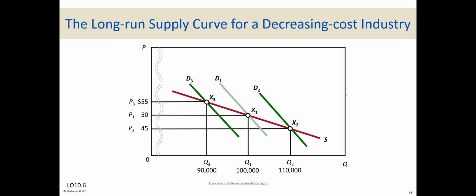And this is a decreasing cost industry, where costs drop as more firms enter. For example, in the electronics industry, the more companies that produce smartphones, the cheaper the parts like chips and screens become due to mass production and technological improvements, which lowers the cost for everyone.